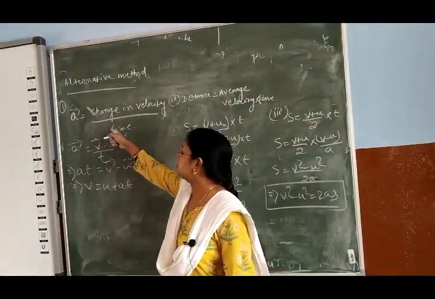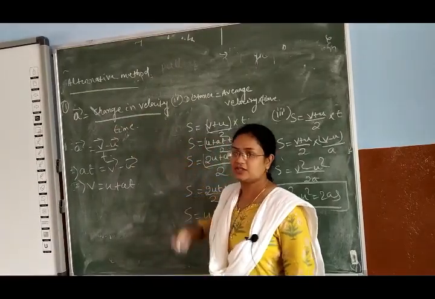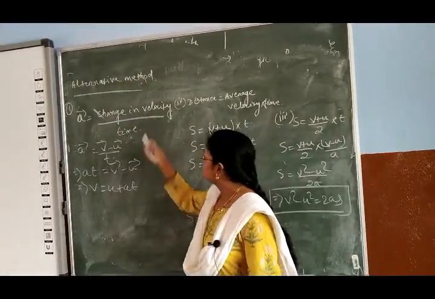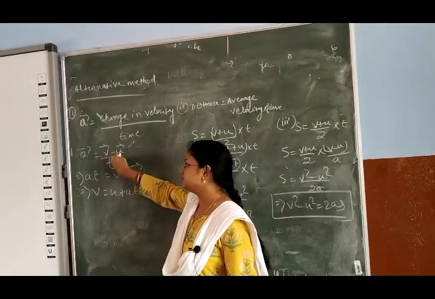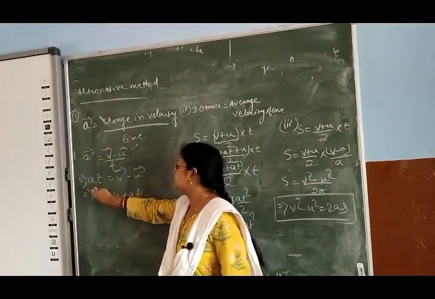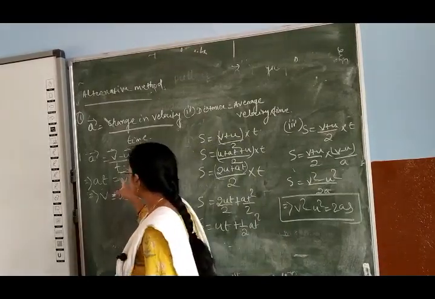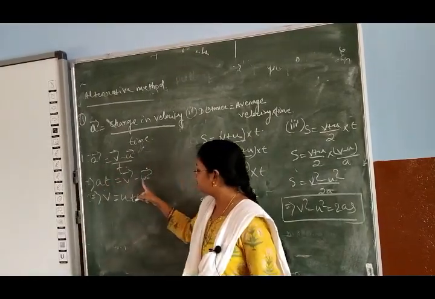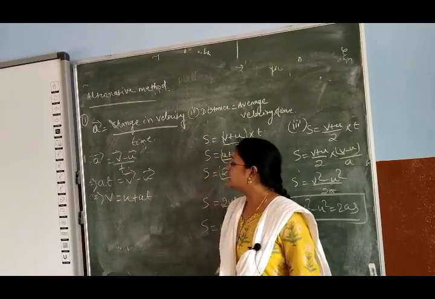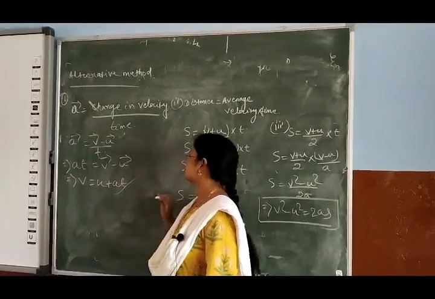The first one: A is equal to change in velocity by time. Acceleration is the change in velocity by time. So final is V, initial is U, V minus U by T. So acceleration equals V minus U by T. That A into T is AT, equals V minus U. So V equals U plus AT. This is the first equation of motion.